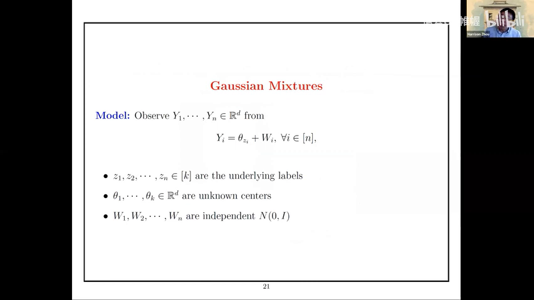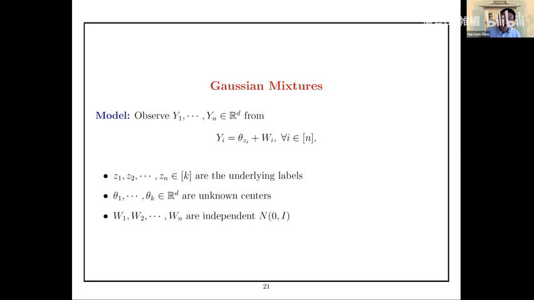Okay, this is a general Gaussian mixture. We have n observations, and there are k centers. In the previous example, k was equal to 2. There are k centers, and Z assigns each observation to one of the centers, or one of the clusters. We have k clusters. And we hope to estimate the Gaussian mixture, which is basically equivalent to estimating the labels and the centers.